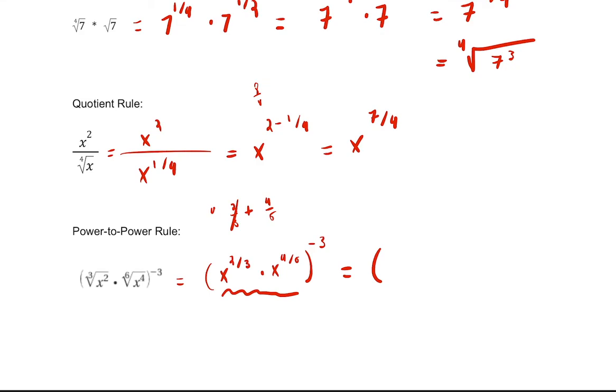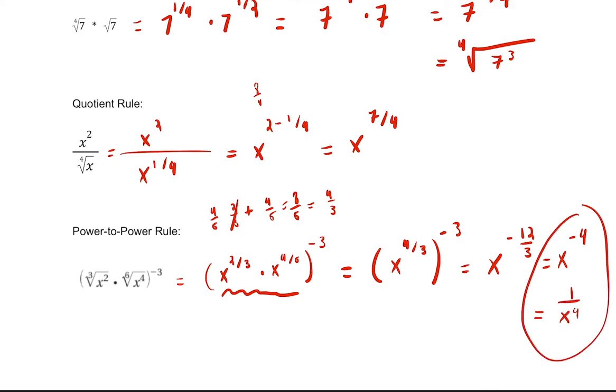Okay, 2/3 is also 4/6. So this becomes 8/6. So we have x to the, which reduces to 4/3. And normal fraction reducing applies. So this is x to the 4/3 here, all to the negative third power. Power to power rule applies. This is x to the 4/3 times -3, negative 12 over 3, x to the negative 4th, 1 over x to the 4th, or x to the negative 4th as fully simplified final answers there.